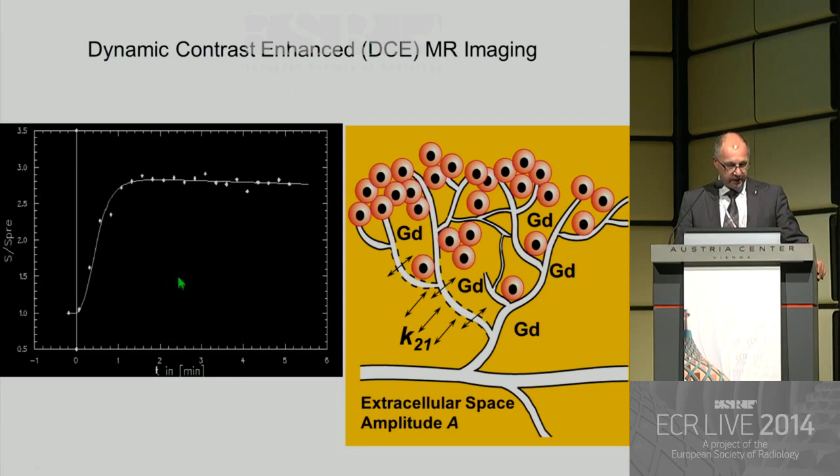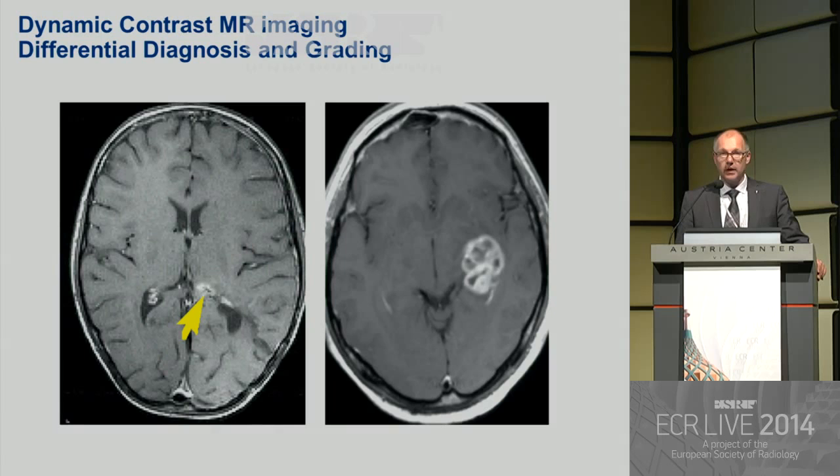We can use this to quantify exchange rate parameters, and we can get information about vascularity and permeability of our lesions. And what is it good for? It only works in enhancing tumors, of course. But we can use it, for example, for better differential diagnosis and grading, because not all high-grade tumors are the same.